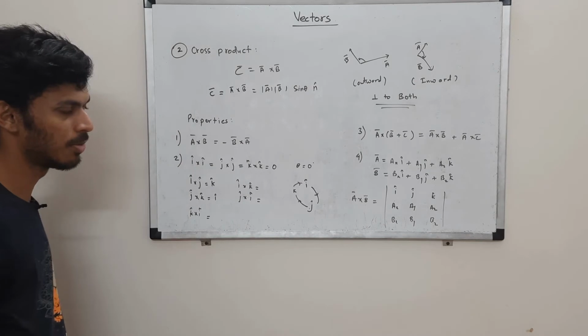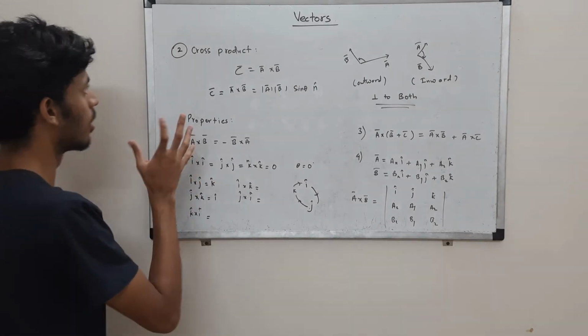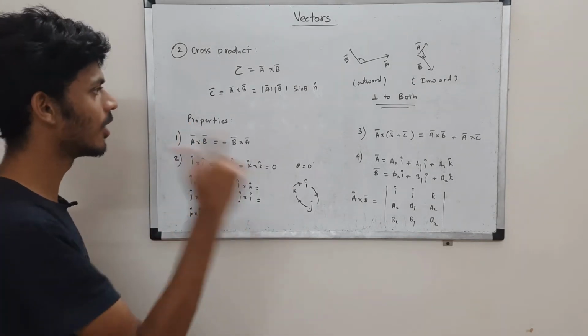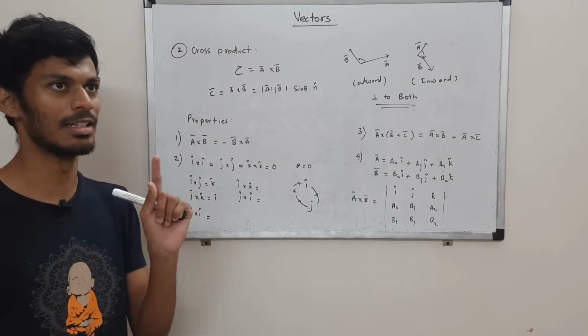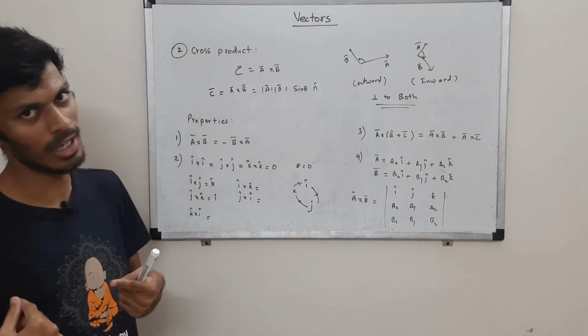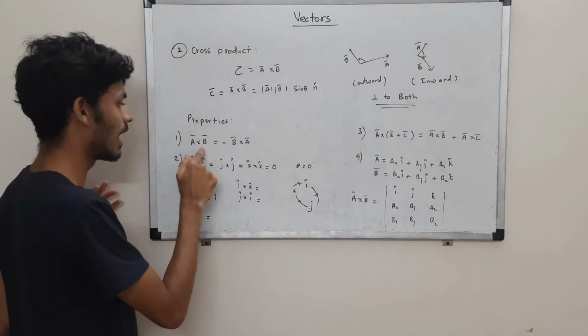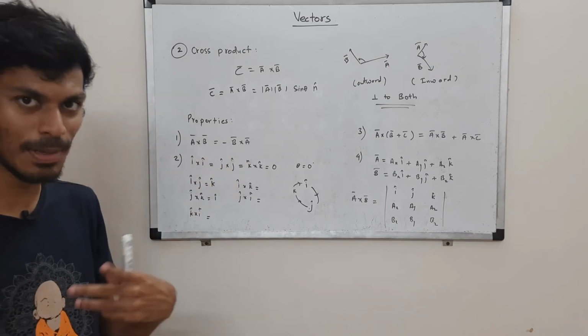Now some important properties. Your cross product is not commutative. Your dot product was commutative. It says A dot B is B dot A, but here it is not the case. A cross B is minus B cross A.